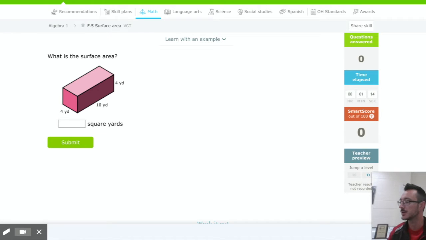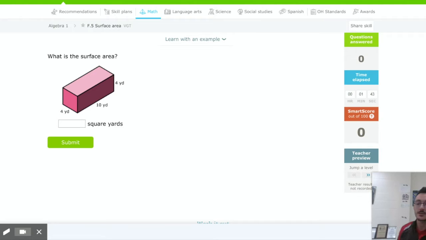Looking at F.5 for Algebra 1, surface area. This is going to be the last one, at least in this recording session, where we're talking about our chapter 0, the review chapter for Algebra 1. This covers surface area. We've been dealing with the last couple videos of measurement, volume, area, and perimeter, I think, was before that. So surface area is going to wrap that up.